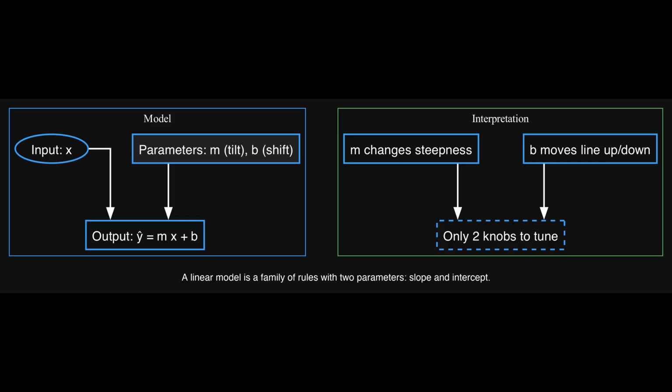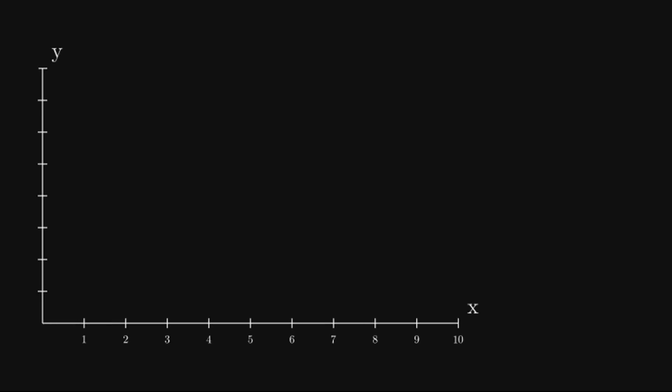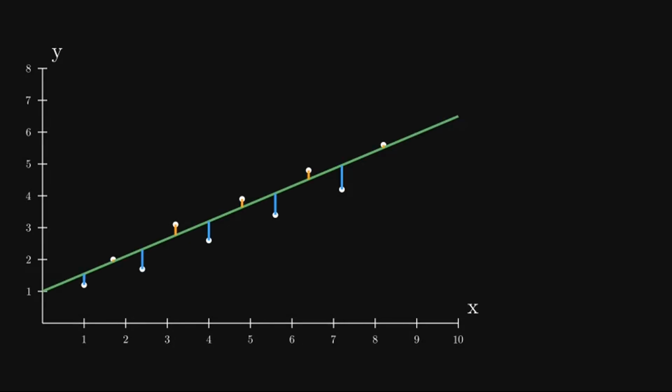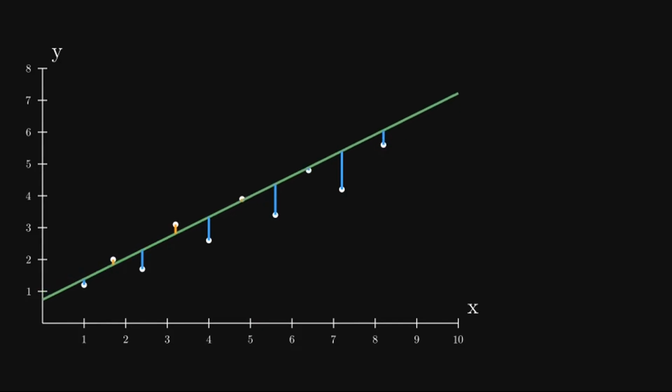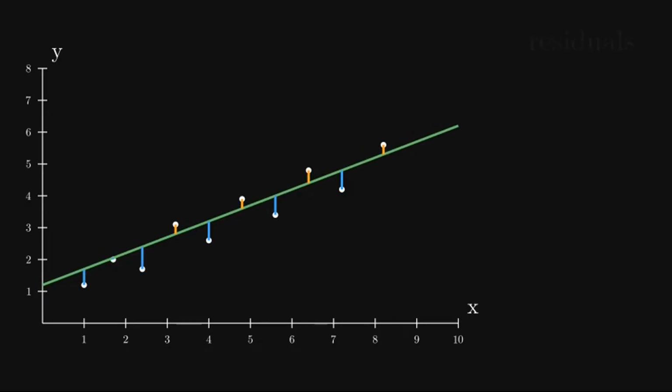This is not learning yet. This is us choosing a family of rules that's small enough to search and expressive enough to capture a trend. Let's pick a specific line, say tilt equals 1, shift equals 1. For each data point, the model makes a prediction. The difference between prediction and reality is the error. Visually, each error is a vertical gap from the point to the line. If our line is good, these gaps should be small and not systematically positive or negative.